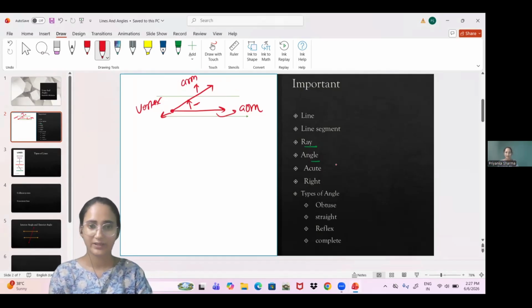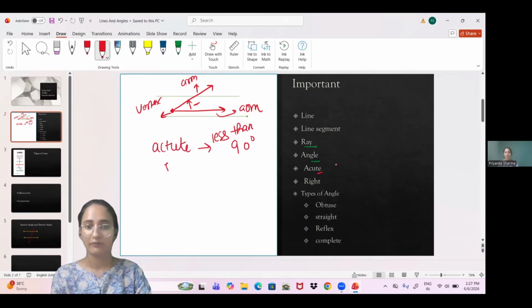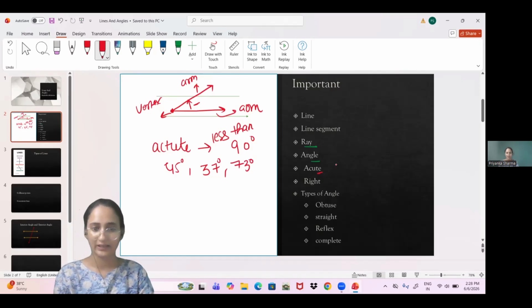Let's assume we have this angle. We have the same vertex, arm 1 and arm 2. An acute angle is an angle made between these two rays or lines that is less than 90 degrees. Acute angle means an angle less than 90 degrees. It could be 45 degrees, 37 degrees, 73 degrees, anything, but less than 90 degrees.